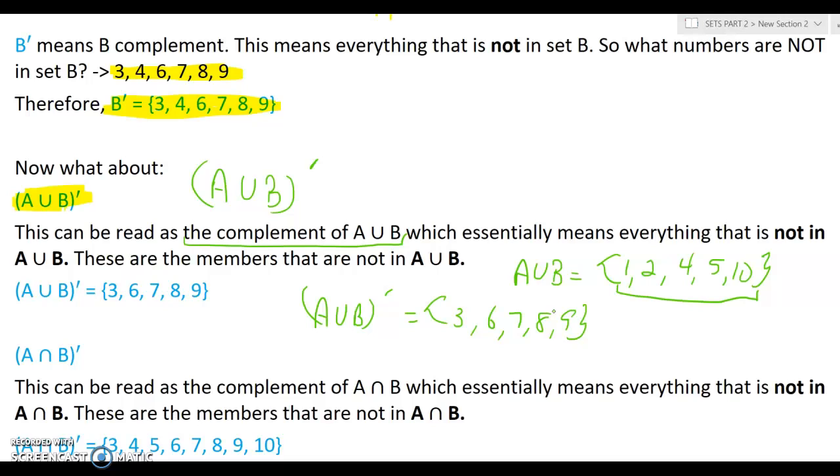Right? And then similarly, for this one here, we have the complement of A intersect B. Remember, A intersect B was 1, 2. So therefore, the complement of that, or the members that are not in A intersect B, would be 3, 4, 5, 6, 7, 8, and 10. Right? It will take a little getting accustomed to when all these symbols join, but you will get it, you will understand it when you do the questions and so on.